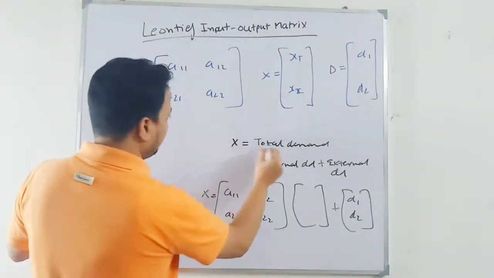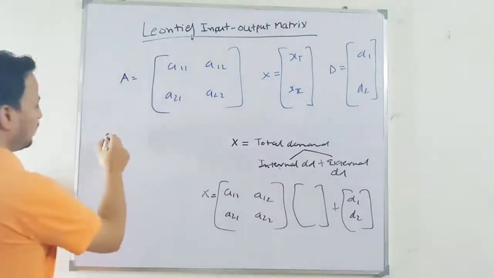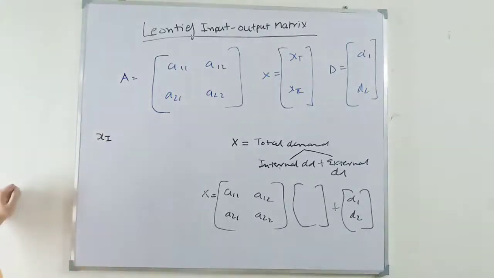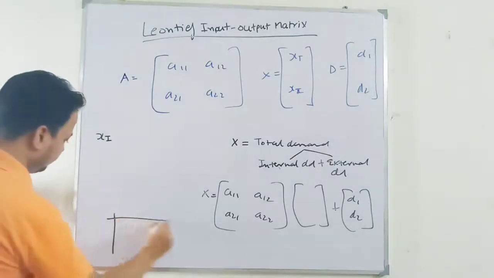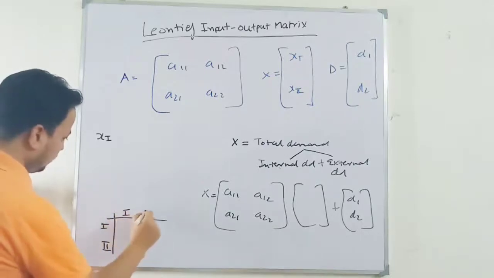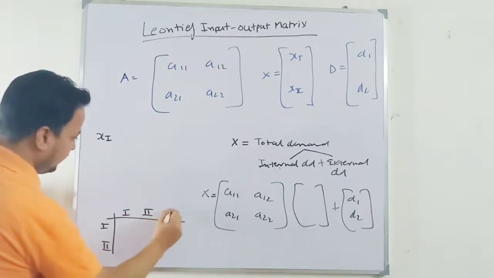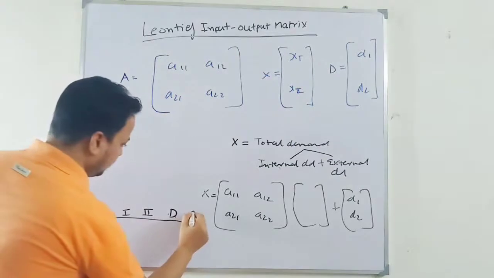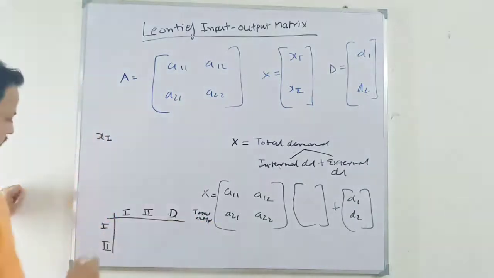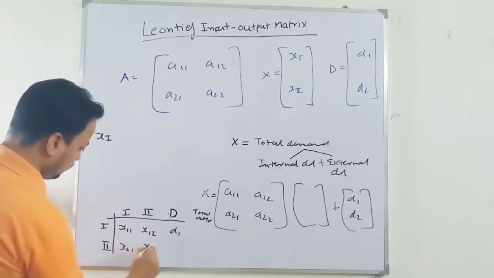So this is total production equal to total demand, and total demand is divided into two parts. We are going to take out gross demand of industry 1. If you remember, this is industry 1, this is industry 2, and this is demand. This is external demand, we write it by capital D, and this is total output. So we write x11, x12, d1, x21, x22, d2.